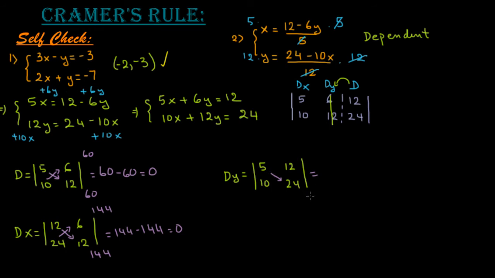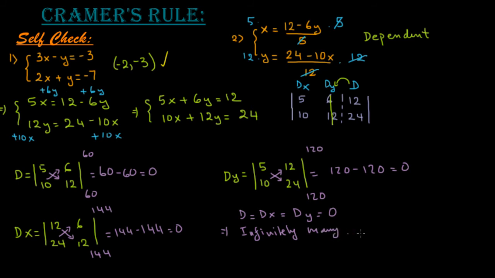So 5 times 24 will give me 120, and 10 times 12 gives me 120 as well. 120 minus 120 gives me 0. Since d equals dx equals dy equals 0, then my answer will be infinitely many solutions. And we can also say that the system is dependent.